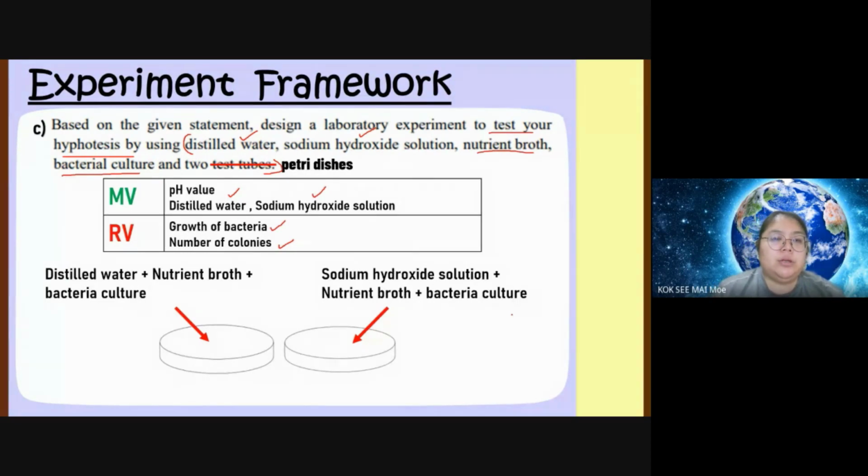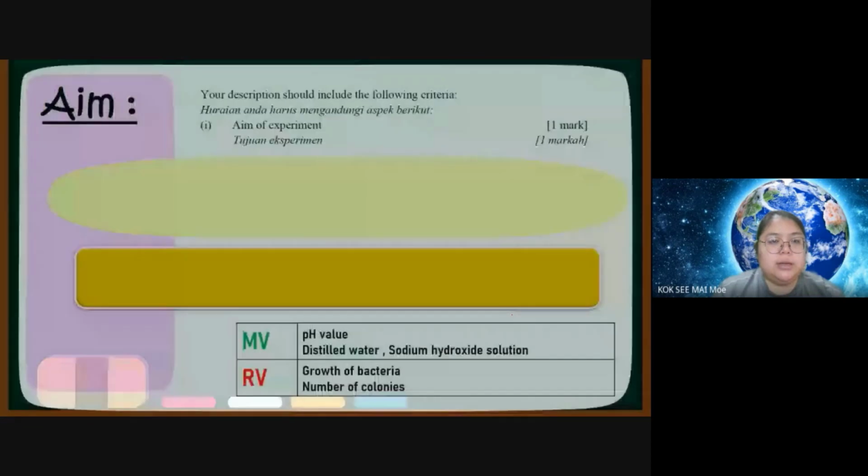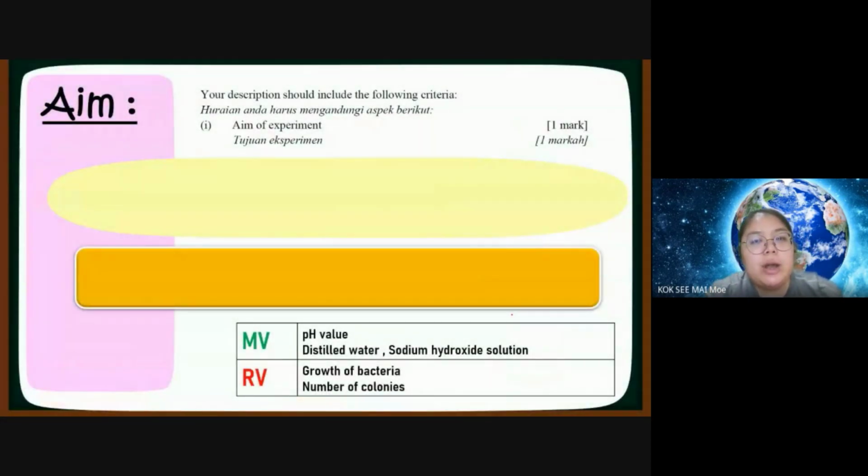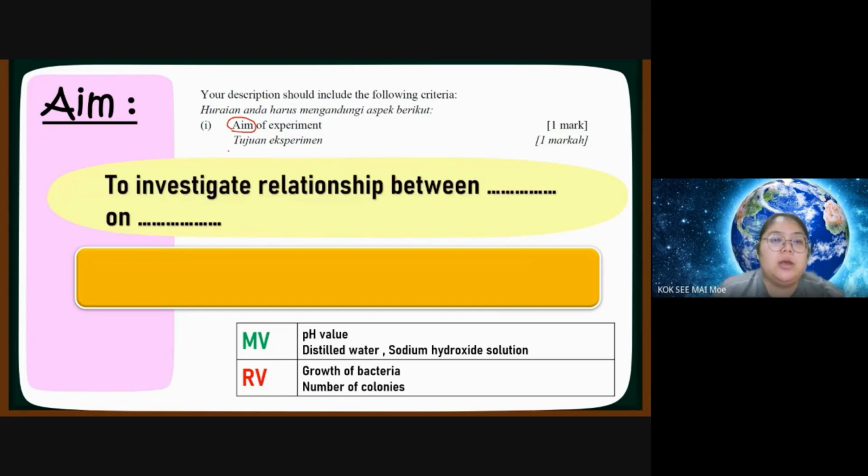Okay, so we continue with question C. Number 1 sure is an aim. How to write the aim? We have a format. To investigate the relationship between what and what. So mention MV first, followed by RV. Remember the word to study also can, to investigate also can, relationship between MV on RV.